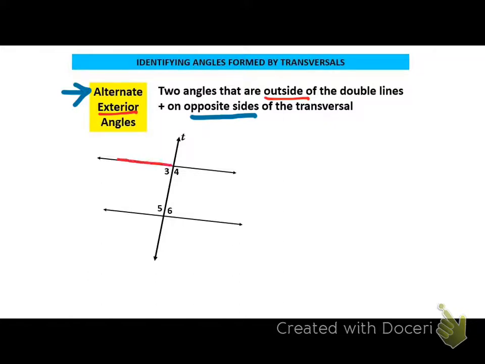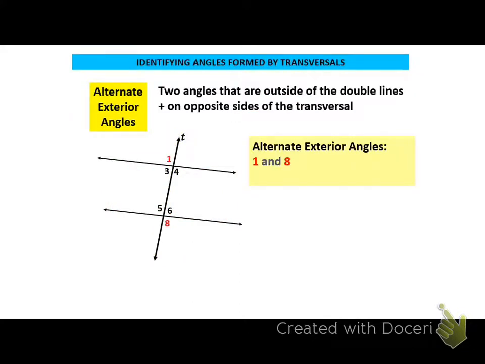So on the outside of the double lines, 3, 4, 5, 6 are on the inside, so we're not looking at those. We're looking on the outside, and they will be on opposite sides of the transversal. So what number is in the top left? 1. It is going to be alternate exterior with 8. Good, that is 1 and 8. Because 1 is on the left side of the transversal, 8 is on the right side of the transversal, and then 2 and 7.